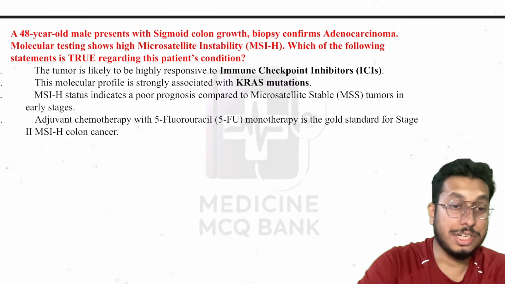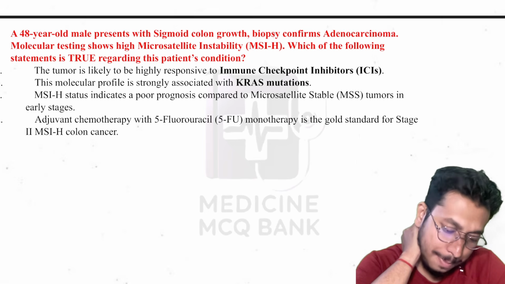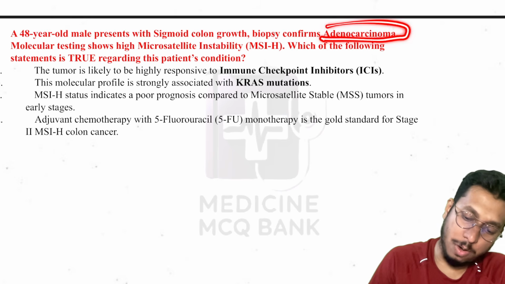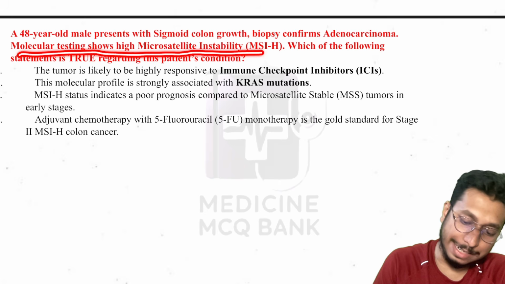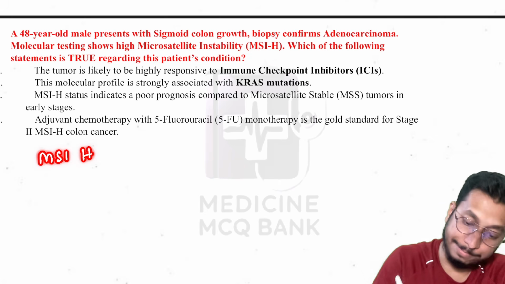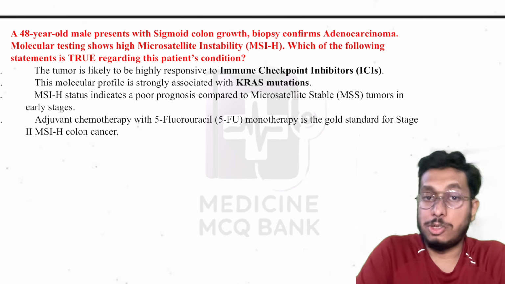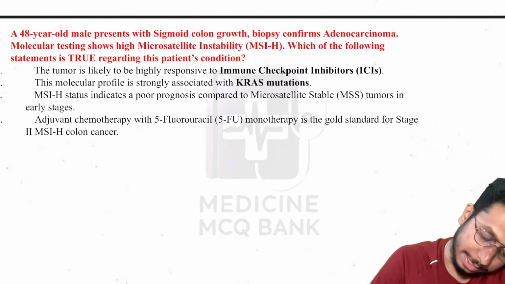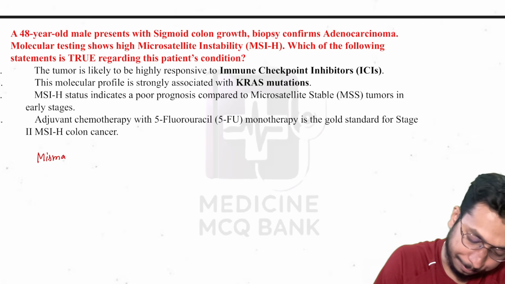Now coming to the next question. So what does this question say? It says a 48-year-old male presents with sigmoid colon growth, and biopsy confirmed it to be adenocarcinoma. All right. Now molecular testing was done which showed high microsatellite instability or MSI-H. Okay. Now MSI-H tumors, or tumors with high microsatellite instability, arise from deficient mismatch repair. So what is the defect here? Usually the defect here is deficiency in the mismatch repair.